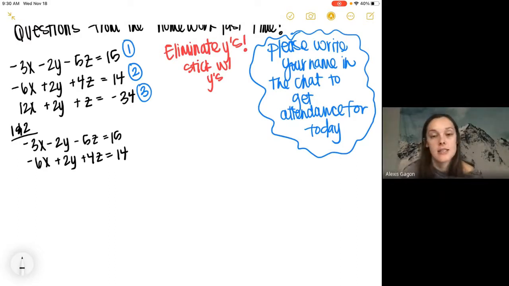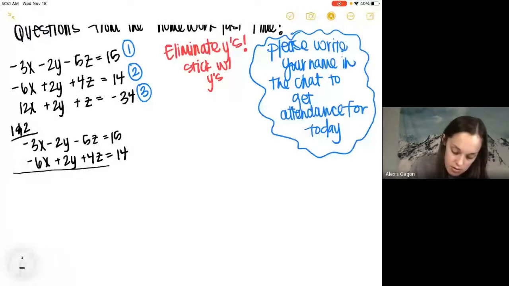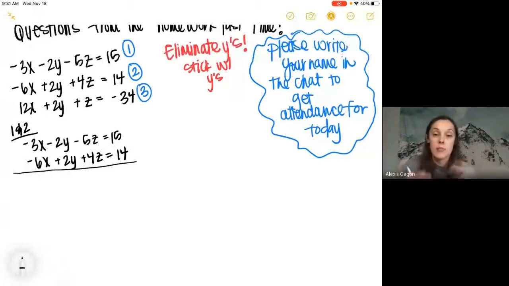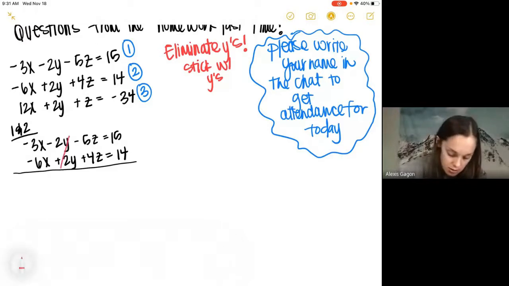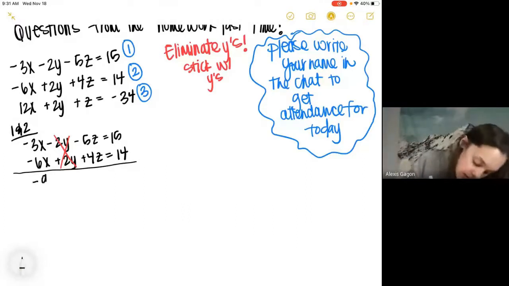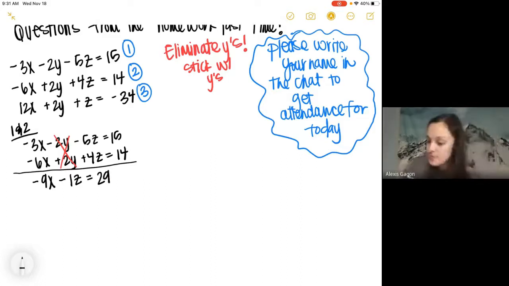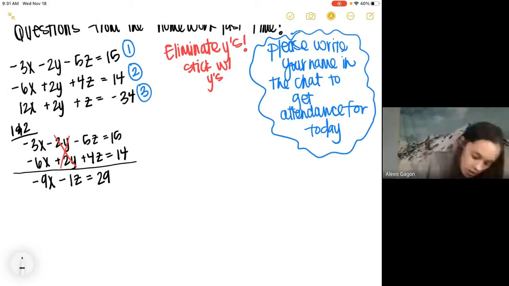And notice here, this one is easier for us because we don't even have to multiply by anything. We don't have to multiply the top by 2 or anything because right off the bat, these two y's are just going to cancel out. Which is really nice for us. If that ever happens, that's the variable you want to pick. So now we're left with negative 9x. Negative 5z plus 4z is negative 1z, or you could just put z there. It doesn't matter. And that equals 29. And I'm just going to call this equation number 4.